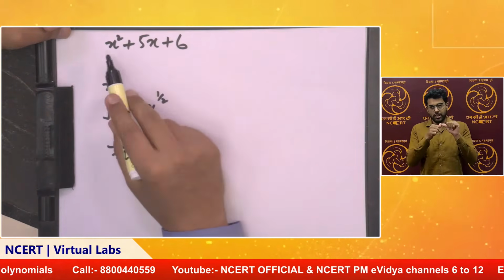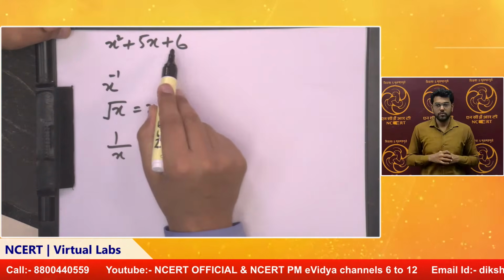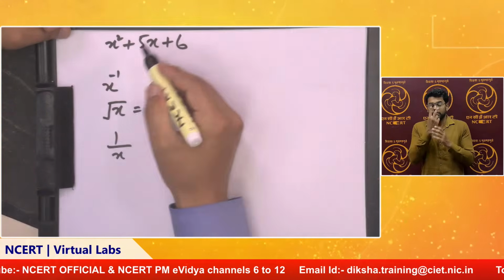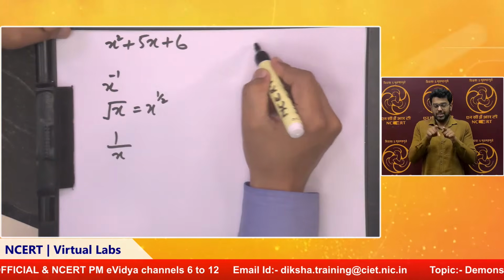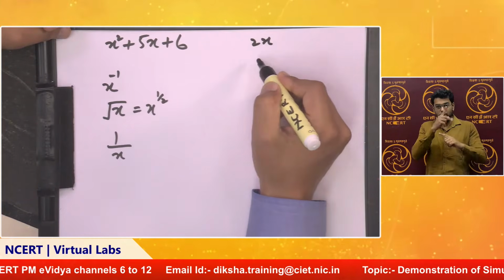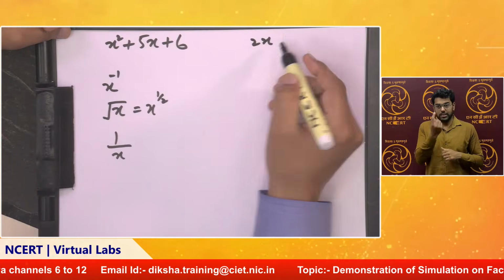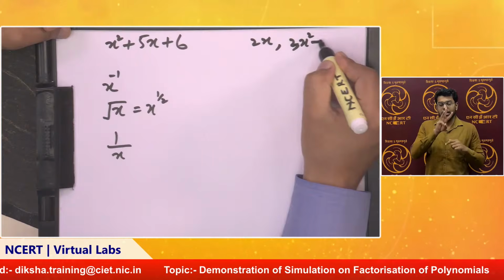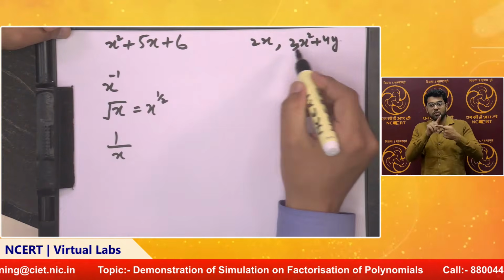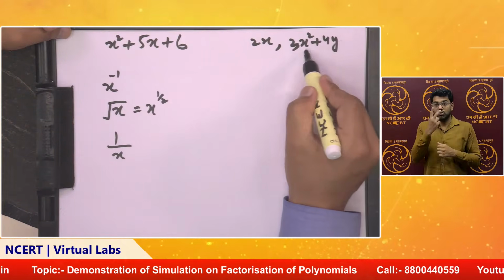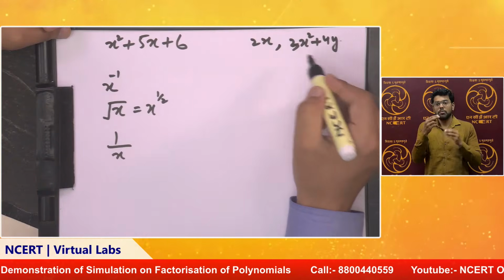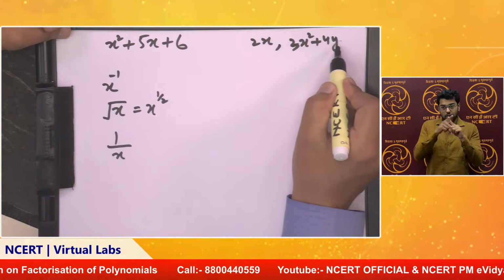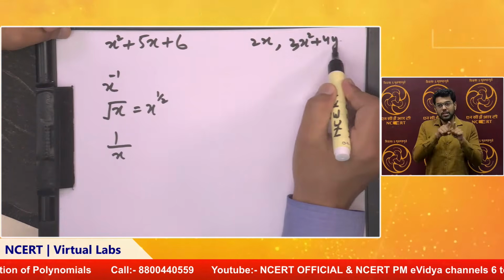So now we have understood that this mathematical expression is a polynomial, and we will see if there is only a single term like this, for example 2x. This is a single term, this is known as monomial. If there are two terms, for example 3x square plus 4y, these are two terms. This is known as a binomial. And here you can see there are two variables involved, x and y. So it is known as a binomial in two variables.